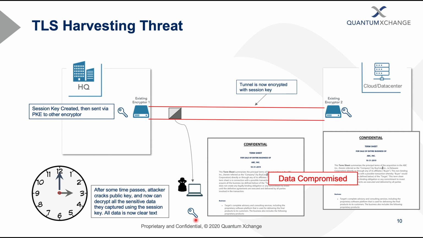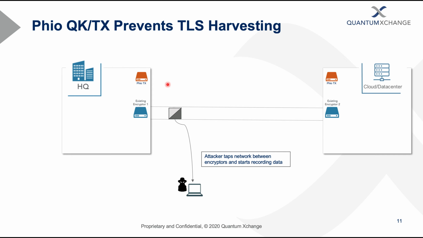So at Quantum Xchange, we think that there's a better way to do this. So we're going to keep everything else the same. It's the same encryptors. It's the same network. If you have route diversity, all that stuff stays the same. But now we add Phio TX. And Phio TX gives you an out-of-band way to send a key between two locations. And there can be intermediary devices between these Phio TXs. So you have a hive and there's key routing and other things that make it even more difficult for the attacker. So in this case, I'm going to send a key between the two.